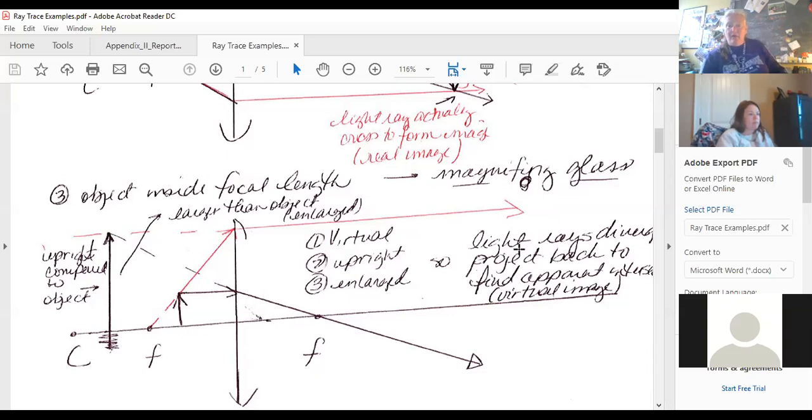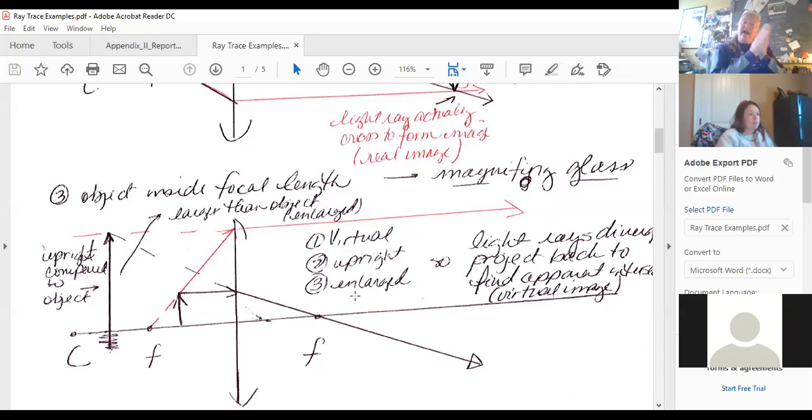Because if your eyeball is over here on this side looking in, you hold the magnifying glass over whatever it is you're trying to look at that's small, and you want to make it bigger. But you want to see it in the glass, you want it to be enlarged, and you want it to be the same orientation as the object, right? So that's a magnifying glass.